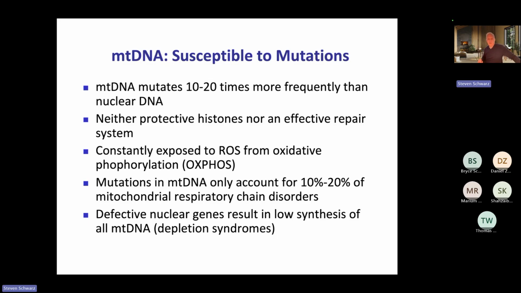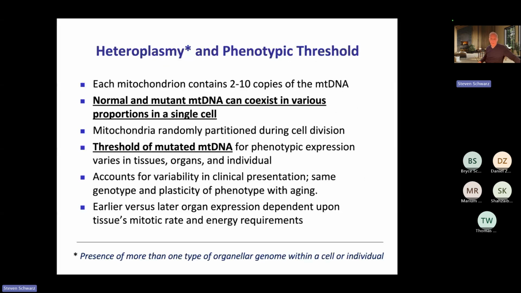Each mitochondria contains 2 to 10 copies of mitochondrial DNA. Why so many copies? Again, because they tend to mutate. And these normal and mutant mitochondrial DNA can coexist in various proportions in a single cell and be associated with normal functioning. These mitochondria are randomly partitioned during cell division.